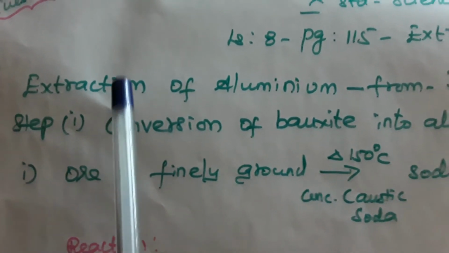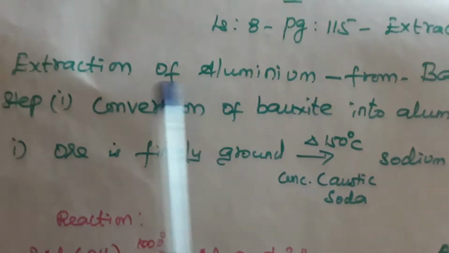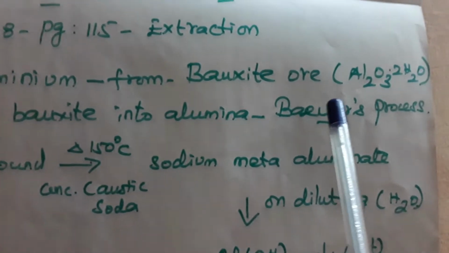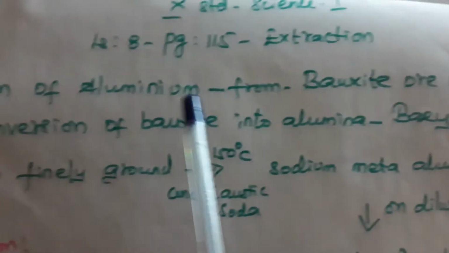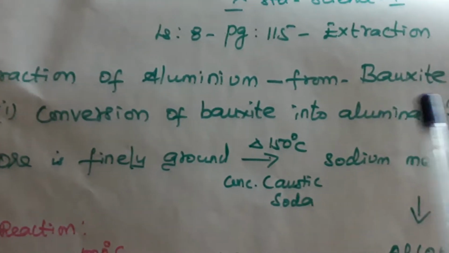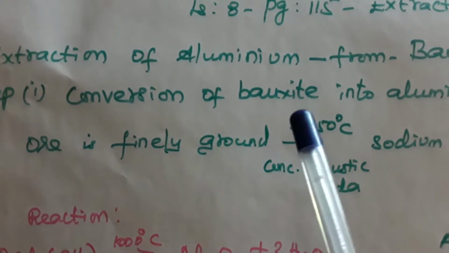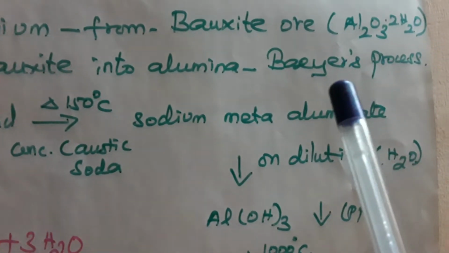First one, extraction of aluminium. How are we going to extract the aluminium? Aluminium from bauxite ore, that is Al2O3 2H2O. For the extraction of aluminium from bauxite ore, there are 2 steps. Step 1, conversion of the bauxite into alumina by the Baeyer process.